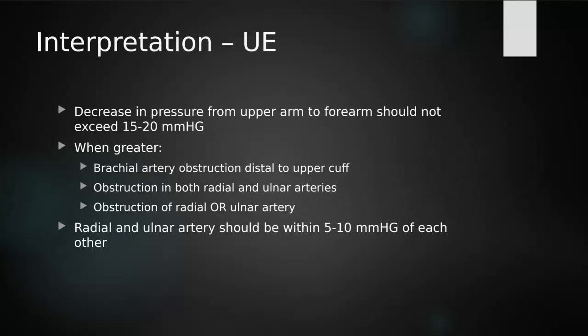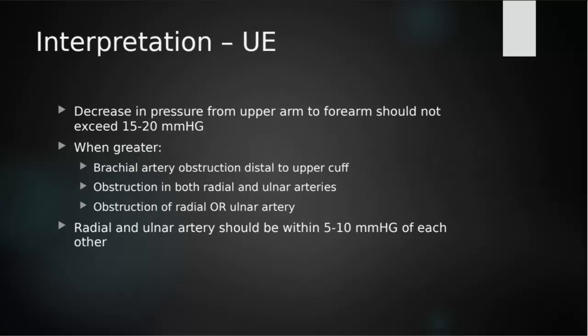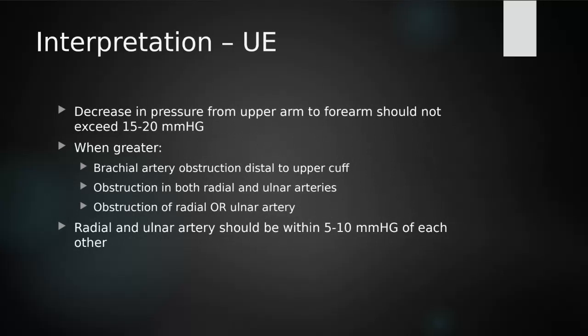So interpretation, a little bit different. Instead of looking for a 20 to 30 millimeters of mercury decrease in pressure, we're kind of decreasing that a little bit. So anything 15 to 20 millimeters of mercury is going to really represent some sort of upper extremity arterial blockage. Again, not very common, not performing these often.